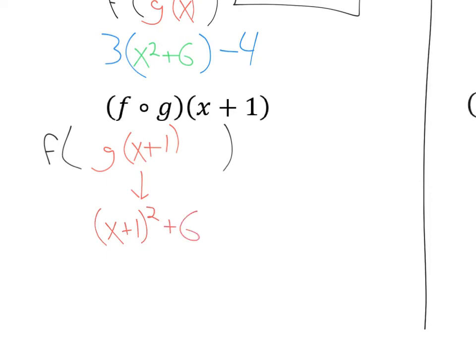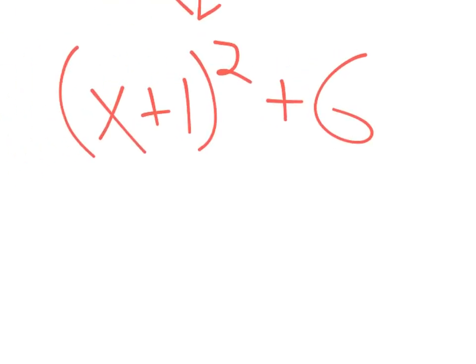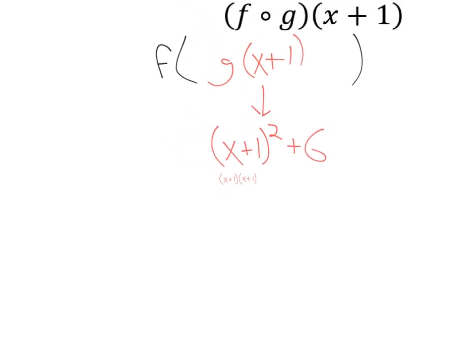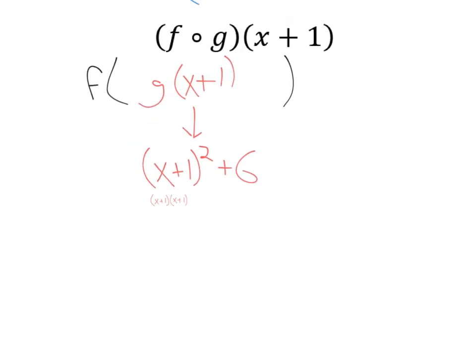And with x plus 1 squared, we're really doing x plus 1 times another x plus 1. It's not just going to be x squared plus 1 and call it a day. That's not how it works. So after I do some distribution, simplification, all of that, we're going to get x squared plus 2x plus 7. That's what this will simplify out to. And that is what's going to get plugged in for the f function.